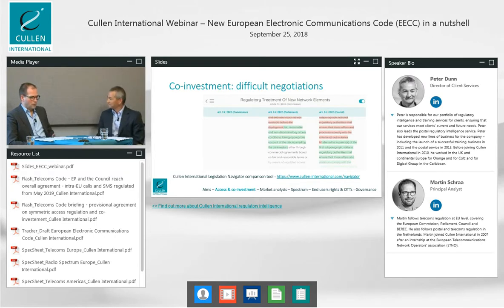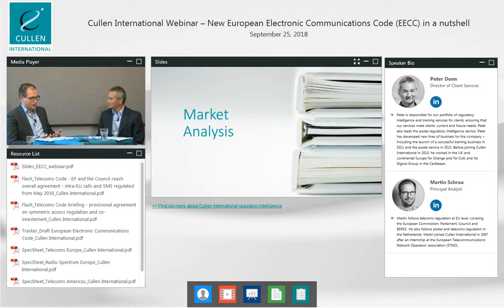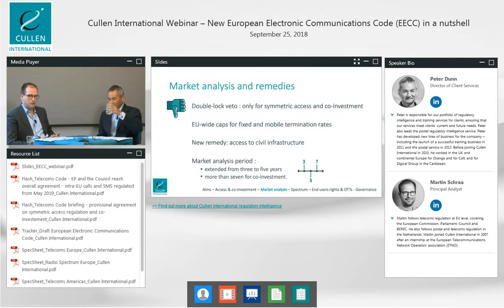So a topic that is quite closely related to co-investment and symmetric access is the market analysis process, which has undergone several changes. During the last telecoms review, the Commission tried to have a veto on remedies like it has on SMP designation and on market definition. That did not fly. What happened this time? This time there was a proposal for a so-called double lock veto.